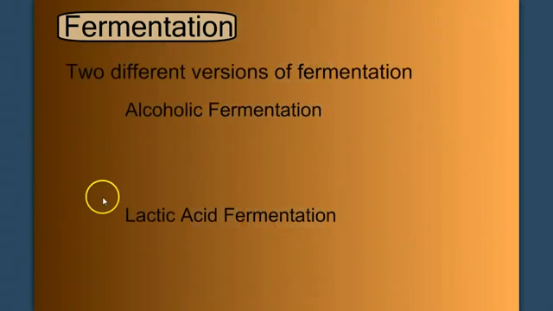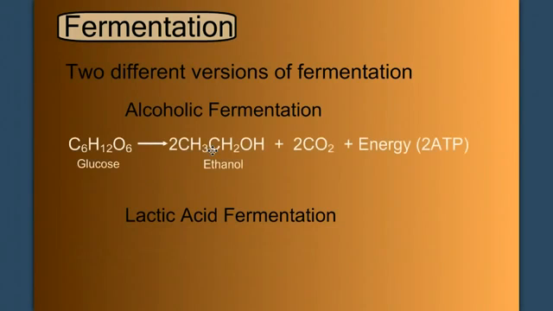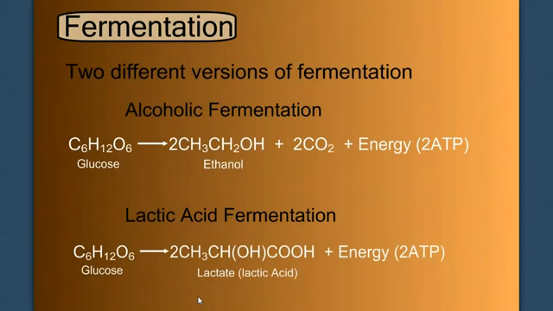Let's compare the two just by looking at their formulas. In alcoholic fermentation, we break down glucose into alcohol, ethanol. We get 2 carbon dioxides as a product, and we make a profit of 2 ATP for every 1 glucose. In lactic acid fermentation, we take that same glucose and we break it down into lactate or lactic acid and produce again 2 ATP. So let's take a closer look at the details, and we'll do alcoholic fermentation first.